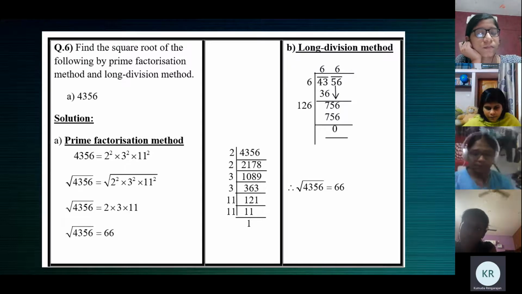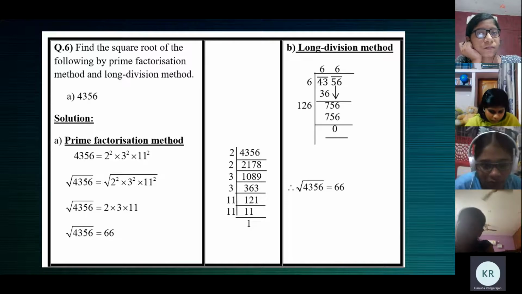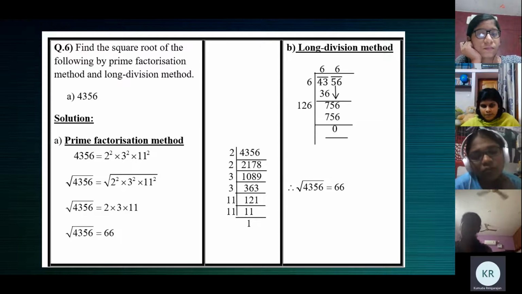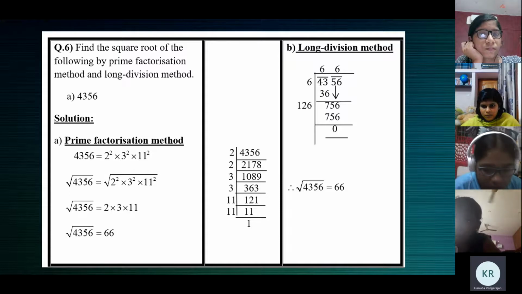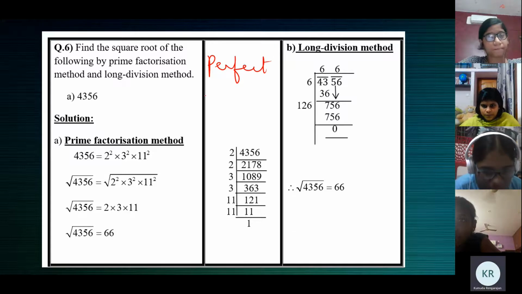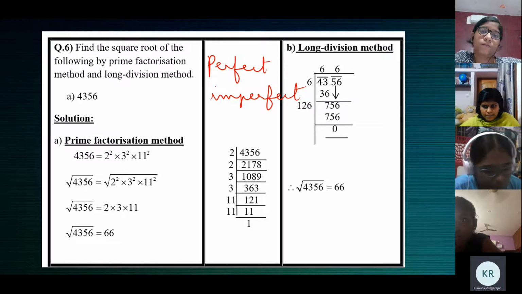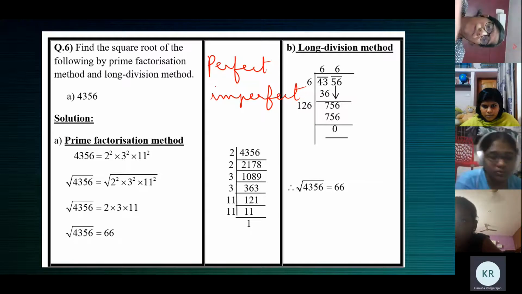If the number given is not a perfect square and you use the long division method, you will not get 0 as a remainder. In that case, you have to continue the division process and find the square root of that imperfect square. Perfect squares, imperfect squares. If the number is an imperfect square, then upon using the long division, you will not get 0 as a remainder, and you will find the square root of such a number up to 2 decimal places or 3 decimal places, as mentioned in the question.